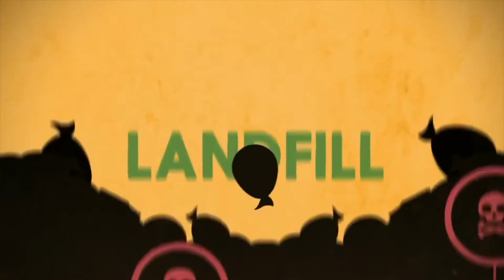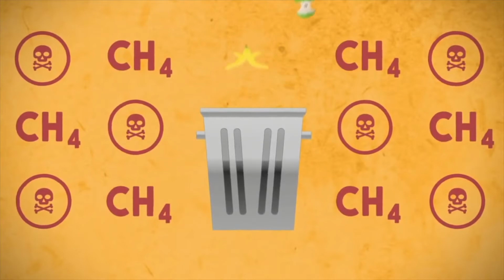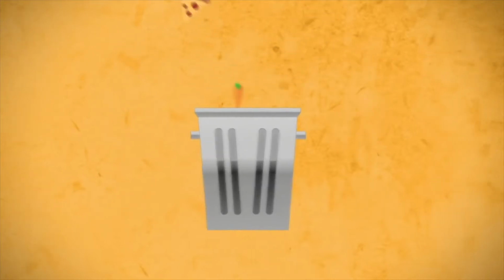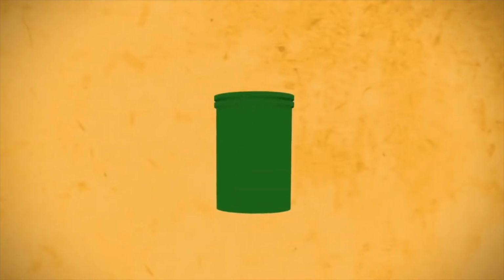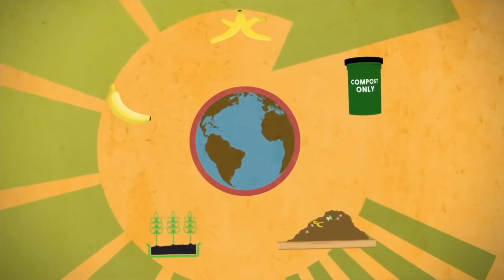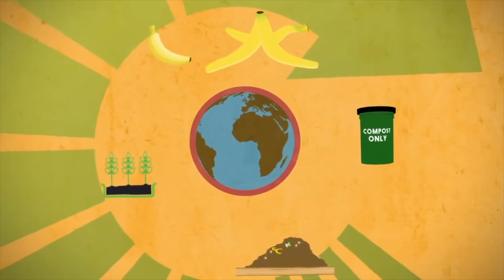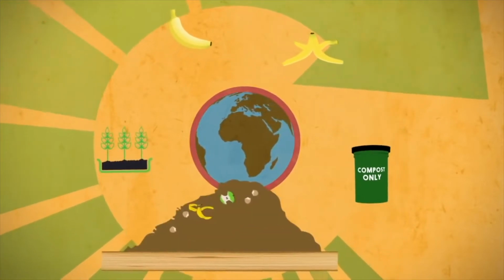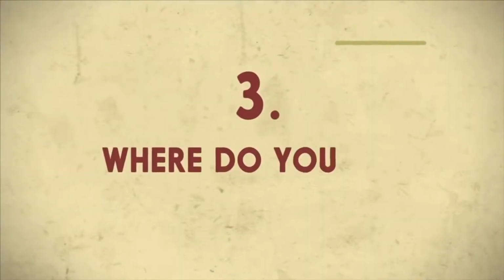When we compost our food scraps, instead of sending them to the landfill, we reduce both the amount of methane and leachate created, but also we conserve space in our limited landfills. In short, composting is much better for our planet. A closed food cycle is created by keeping food scraps out of the landfill. Food is grown, eaten, and then the food scraps are composted back into the soil to grow more food. So where do you put your food scraps?